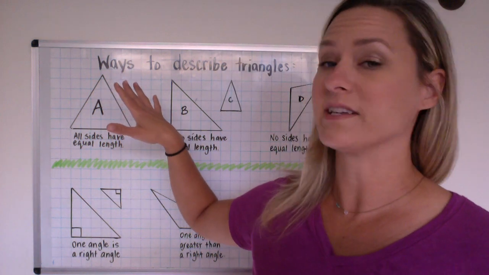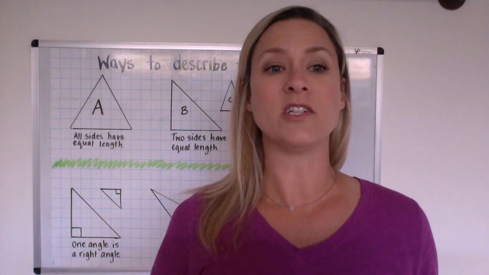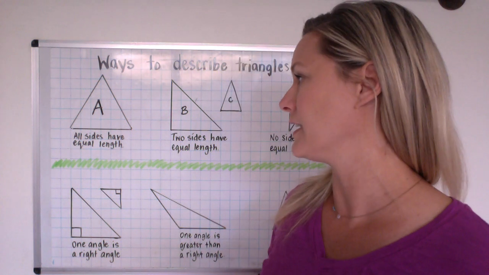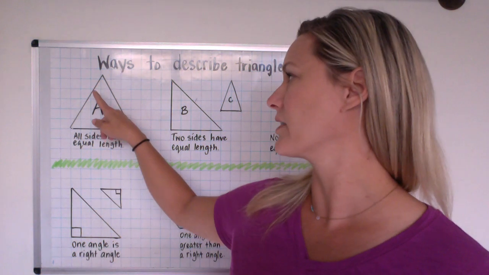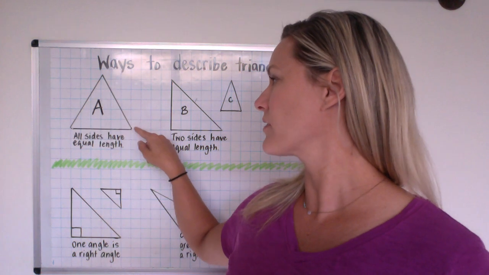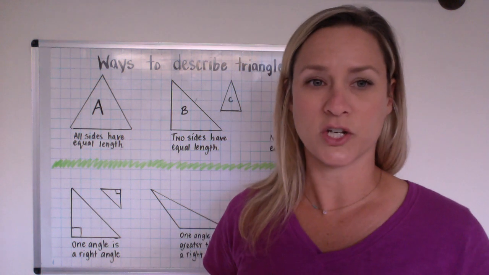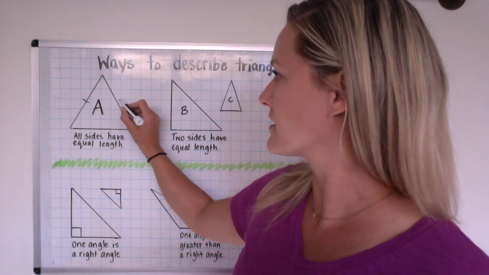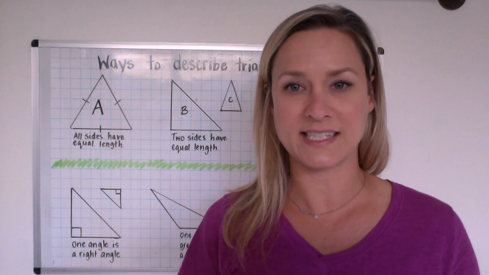There are different ways that we can describe triangles. So sometimes we look at their lengths of the sides and we look to see if they all have equal length. So I'm looking at this triangle right here, and every single side would measure the same thing if I took a ruler to it or if you counted the squares. So I can make these little lines right here. It means every side has the same measurement.